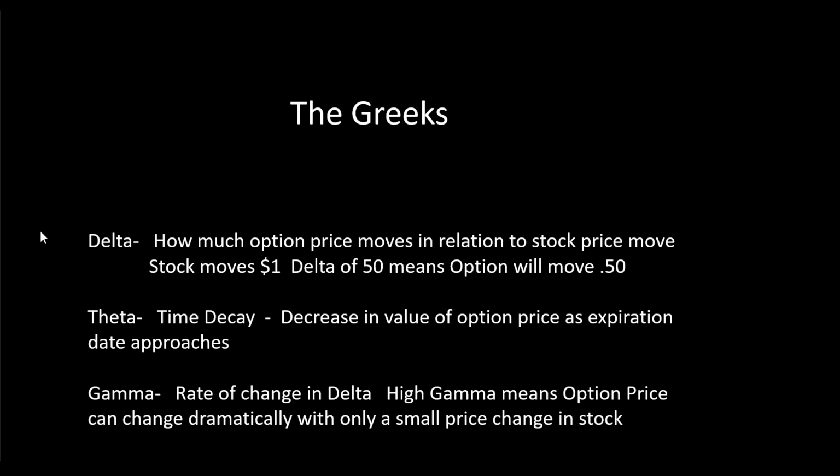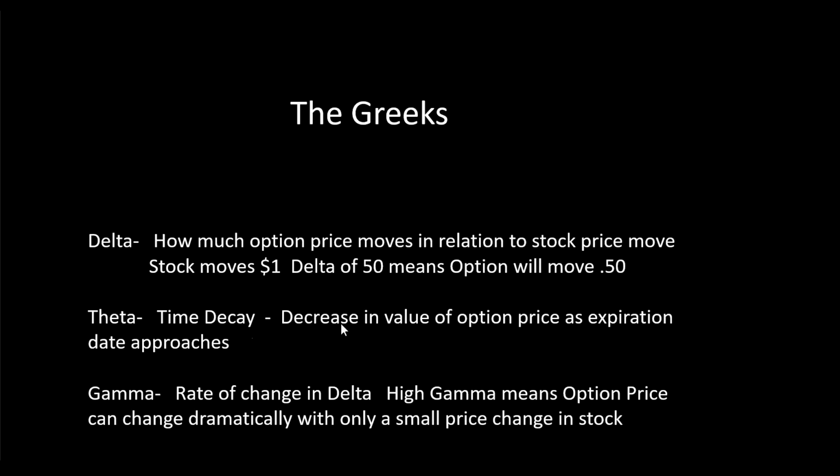Now the Greeks, I'm just going to cover these three: the delta, theta, and the gamma. The delta, we talked about that, what you saw on the option chart. The delta will tell you how much the option price moves in relation to a stock price. So if the stock price moves $1 and you have a delta of 50, it means the option is going to go up 50 cents. So when I take a delta of 70, if the stock moves $1, my option price is going to go up 70 cents. That's what delta is. It's basically how much the option price moves relative to how much the stock price moves.